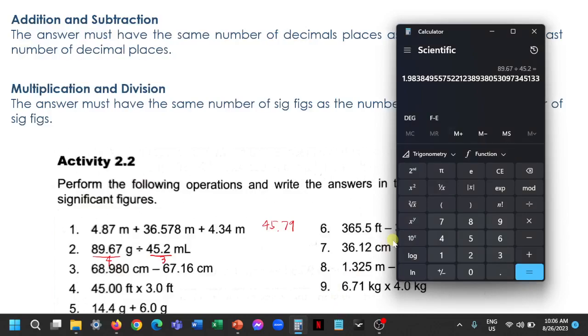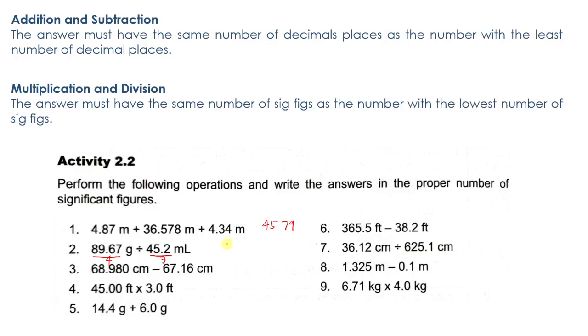Again, this is the total number of significant figures in the number. We start from the first digit, so 1.98. So you have 1.98. So we round this also to 3 significant figures: 1, 2, 3. Okay, that's the answer for this one. Next, let's proceed to item number 3. This one is subtraction, the same rule as addition.